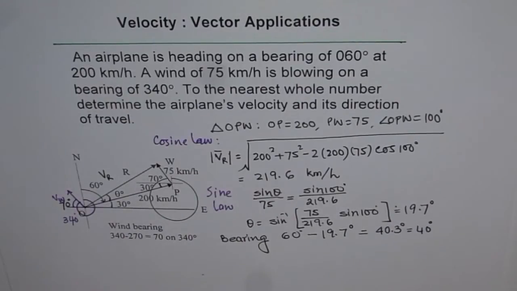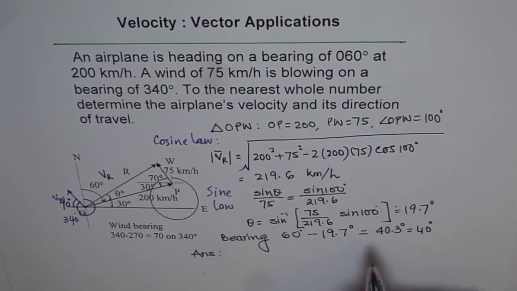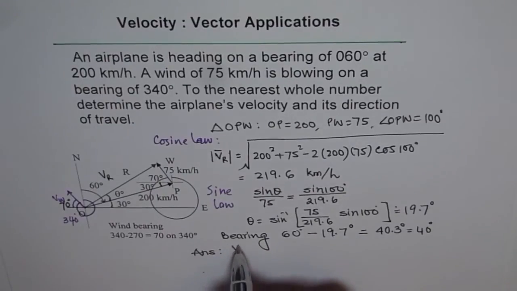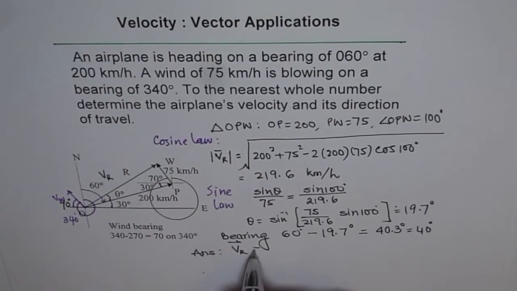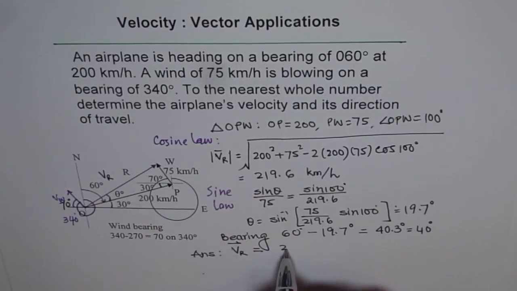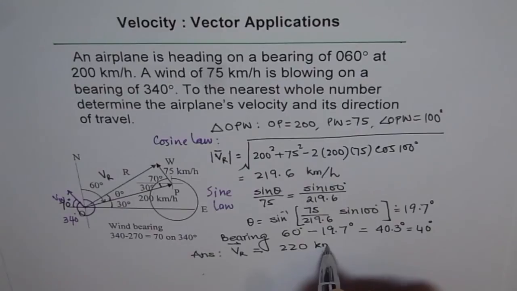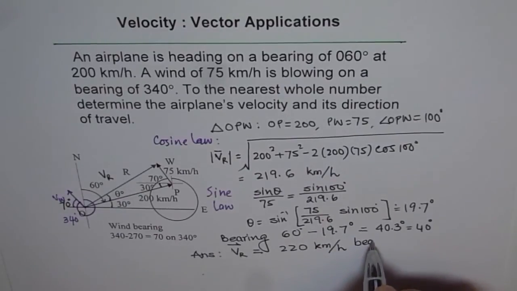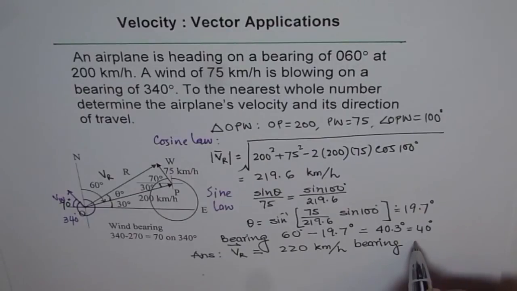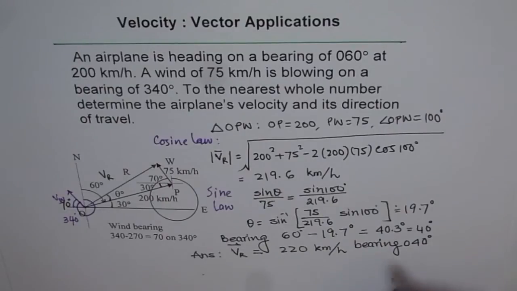Correct? So that is rounding to whole numbers, and we'll write down our answer now. Rounded to whole numbers, the resultant velocity VR is equal to 220 kilometers per hour at a bearing of 040 degrees. Whenever you put a bearing angle, you have to put 3 digits. Remember that part, okay? 040 degrees. So that is how you should do this question and write the answer very clearly. I hope you understand and appreciate it.